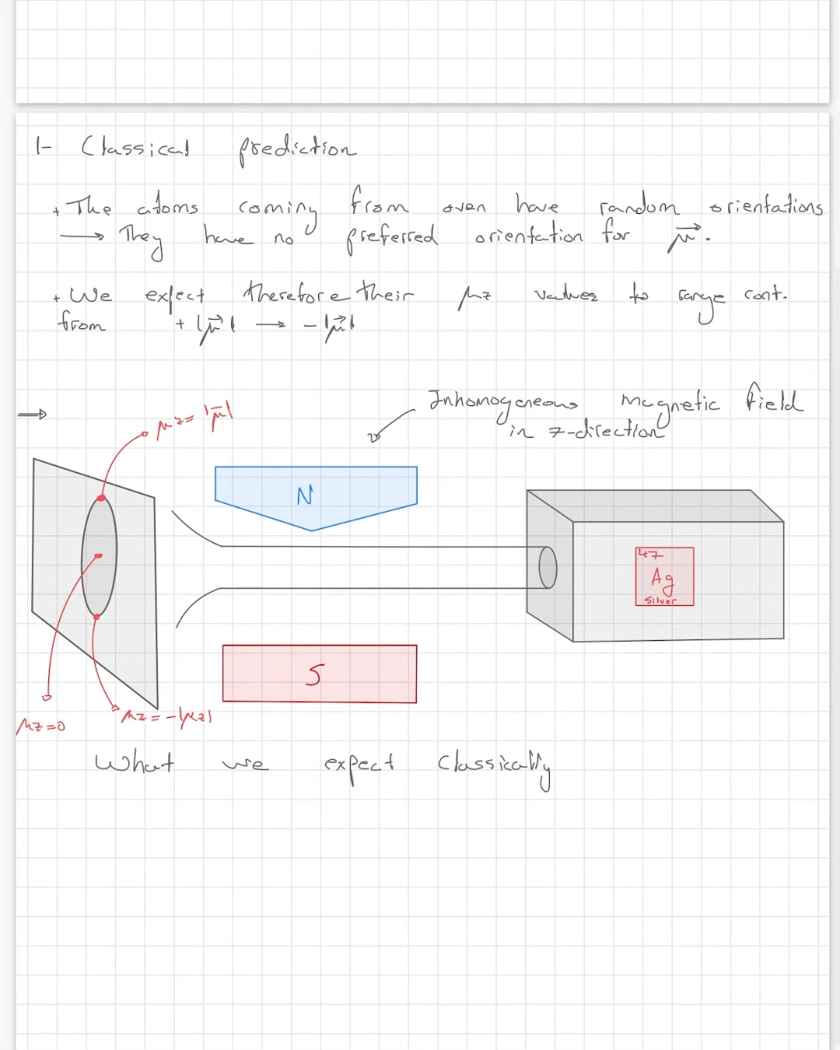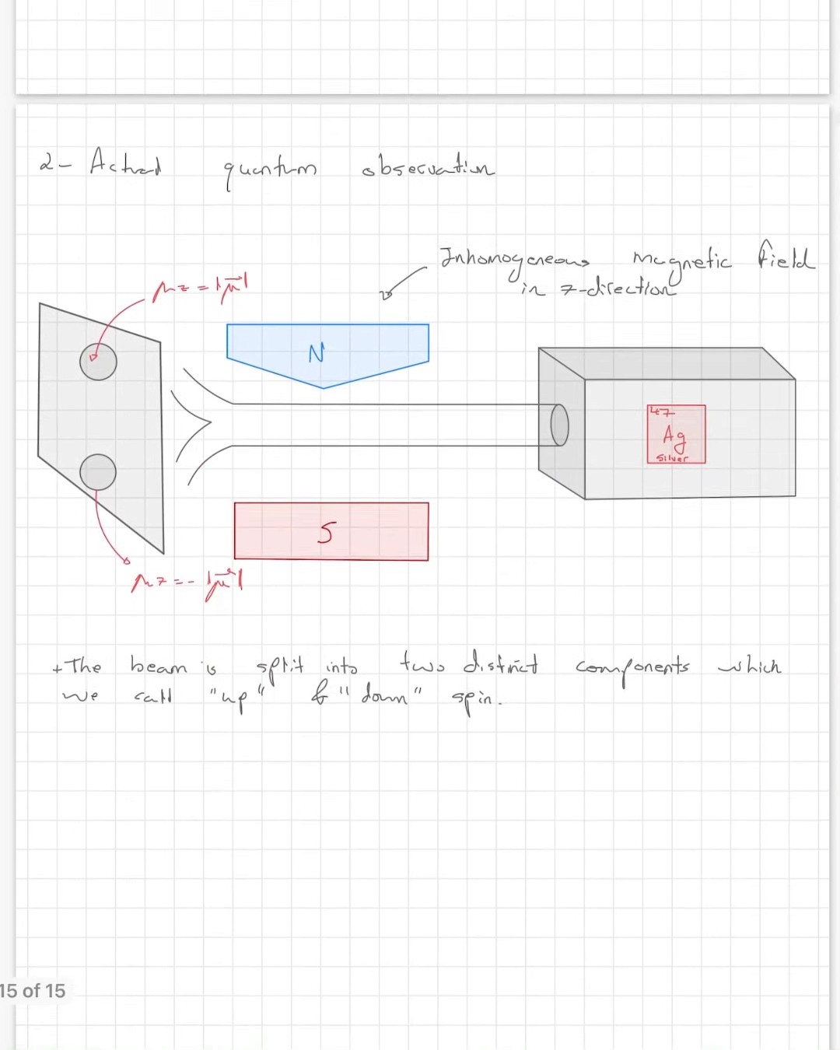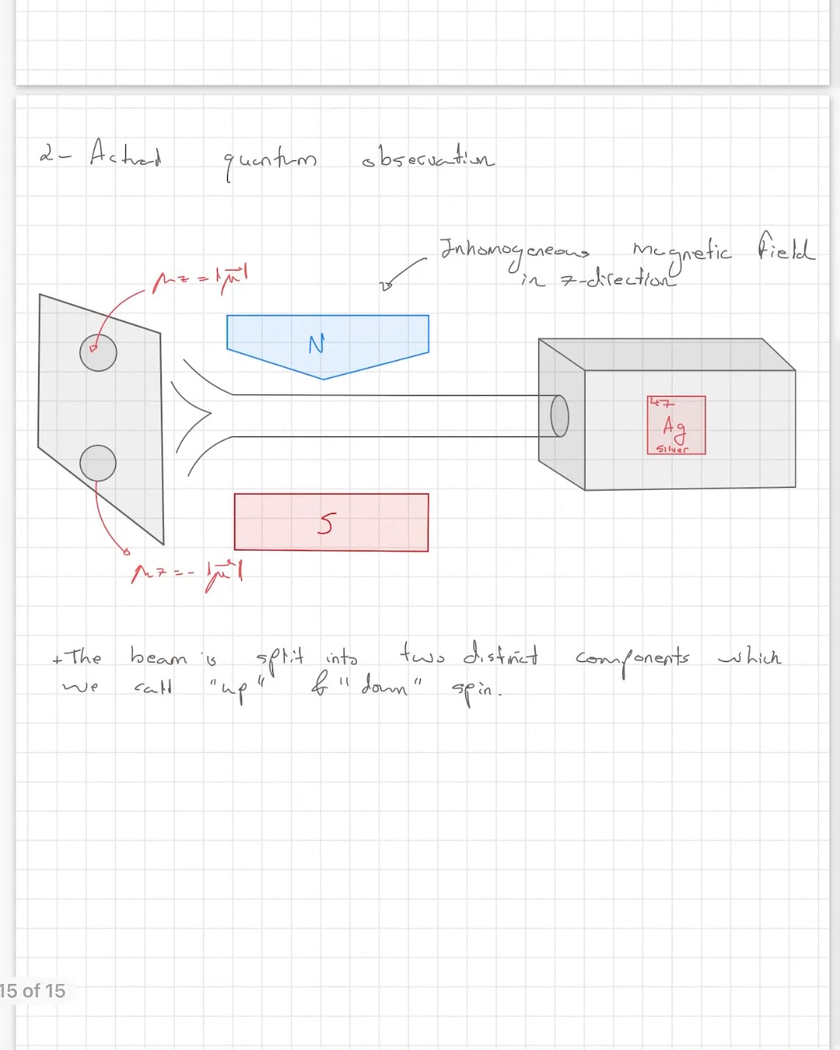However, these are not the actual experimental results that we see. What we actually observe is a quantum mechanical behavior. The beam ends up being split into two distinct regions, one representing mu Z equals mu, and one representing mu Z equals minus mu. So we say that the beam is split into two distinct components, which we call up and down spin. This is one of the first pieces of evidence for the peculiarity of quantum mechanical behavior.